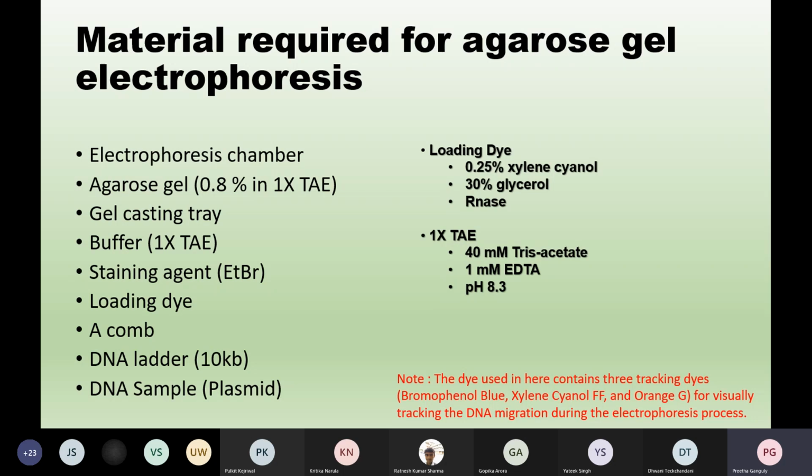Okay, so ETBR is a staining dye which is used because we want to see the DNA bands, right? So how will we see the DNA bands? We will see the DNA bands under UV. For that we need some fluorescent agent so that we can see the bands properly. ETBR is a fluorescent dye which adds to the DNA and gives a fluorescent color when we look under UV. So the bands are properly seen. You will see this in the experimental part, and you will understand it better.